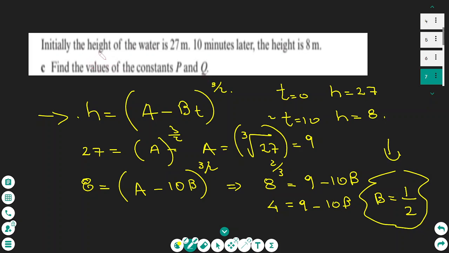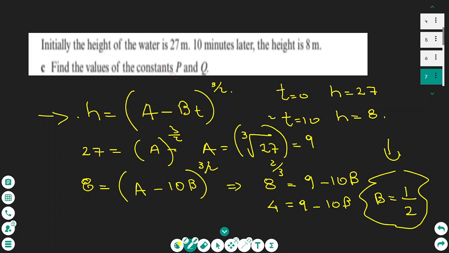Initial height is when the t is 0. So I use one point, t equals 0 and h equals 27. The other point I can use is t is 10, h is 8. So this point is (10, 8). And this set of points allows you to prepare two simultaneous equations you can use to find the values of the a and the b.